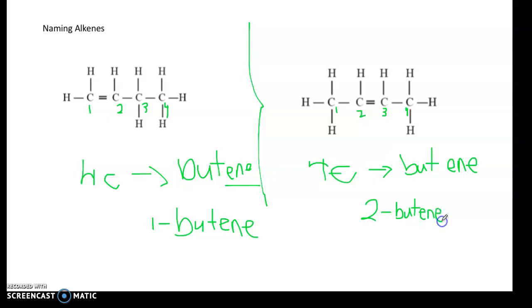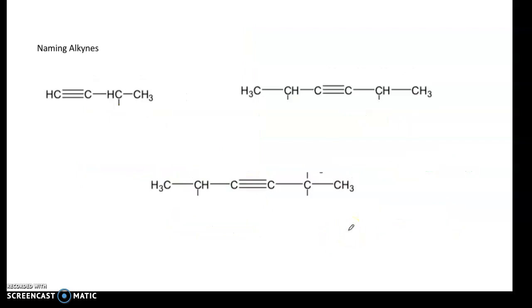Think of the number as your address, right? You need to have an address to give you the exact location. That is what the number gives. The name is the street, but the number is the house number. All right. Once again, same thing like we did before.